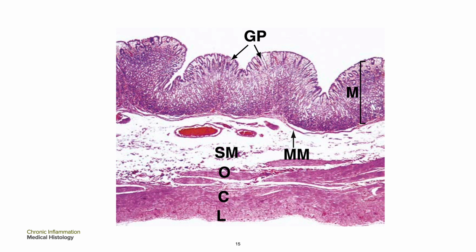This is the body of the stomach in H&E low power. These micrographs illustrate the body of the stomach in the non-distended state. The mucosa, M, is thrown into prominent folds or rugae and consists of gastric glands that extend from the level of the muscularis mucosa, MM, to open into the stomach lumen via the gastric pits or foveolae, GP.